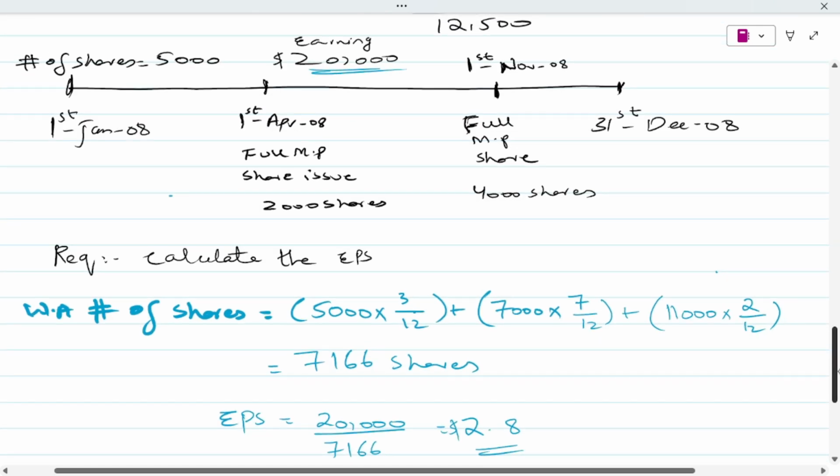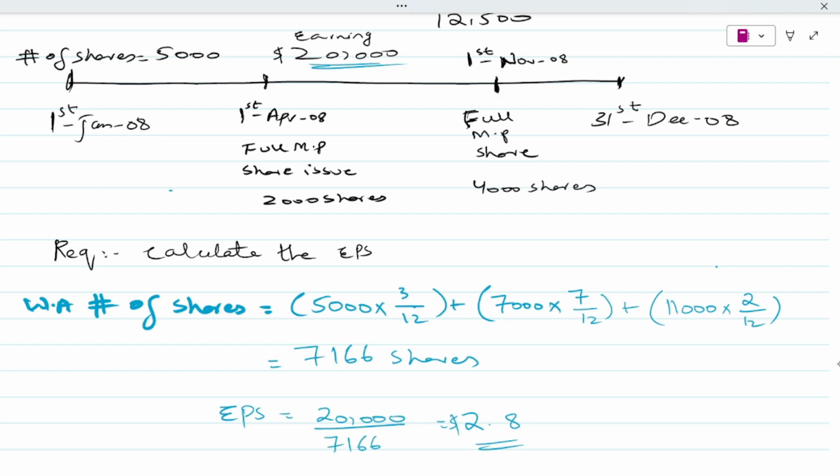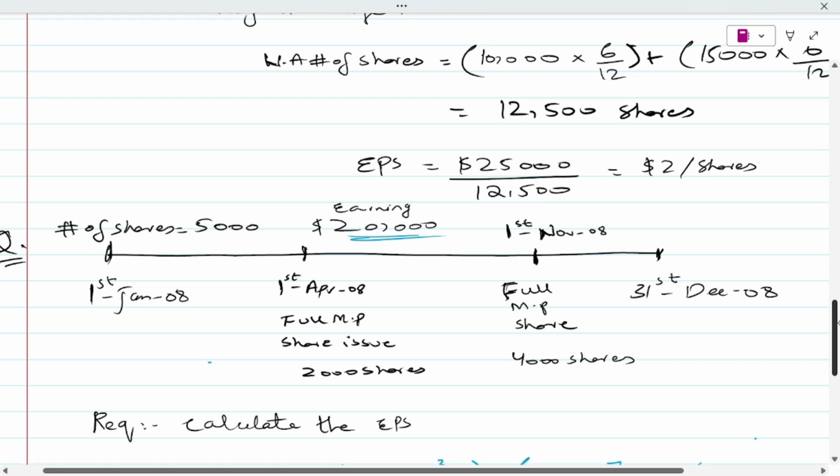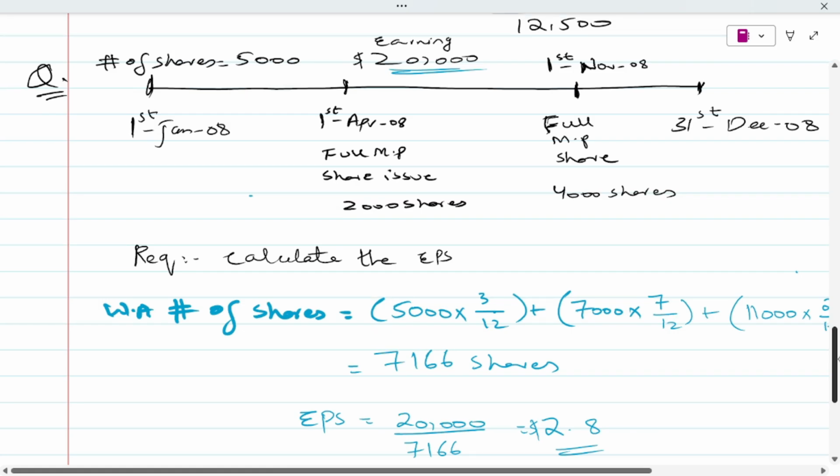Okay, so this is the question. This is the solution. I hope you got the correct answer. So this is how you tackle a full market price share issue whenever you have one in the question. You always start with calculating the weighted average number of shares. Once you have your weighted number of shares, you calculate your EPS. So with that, our first case is done, which was the full market price share issue.